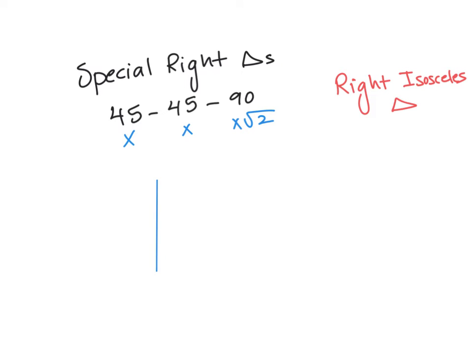a right isosceles triangle, which means that the legs are going to be equal to each other, and the angles are going to be 45 each. So if the leg is given, remember you can multiply the leg by root 2 to get to the hypotenuse. So leg times root 2 will give you the hypotenuse. And if you have the hypotenuse, you need to divide by root 2 to get to the leg.